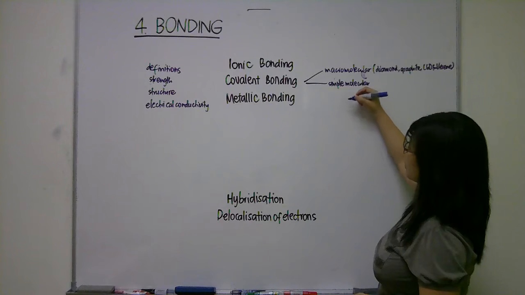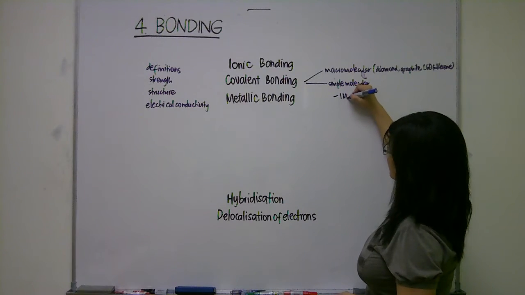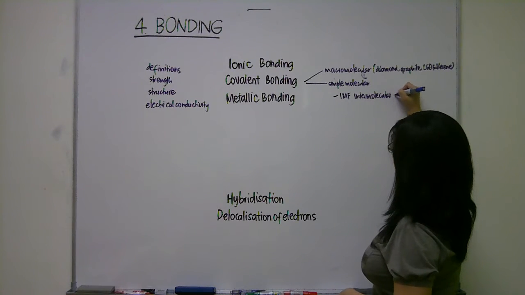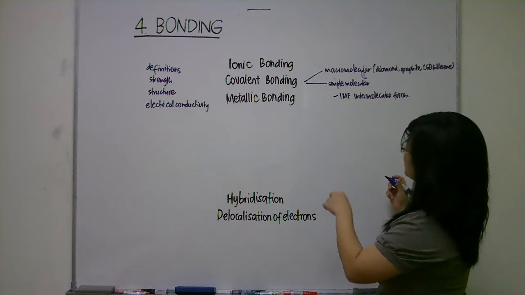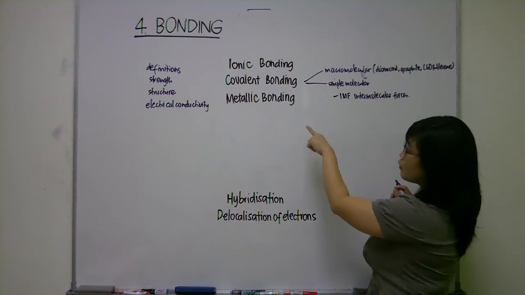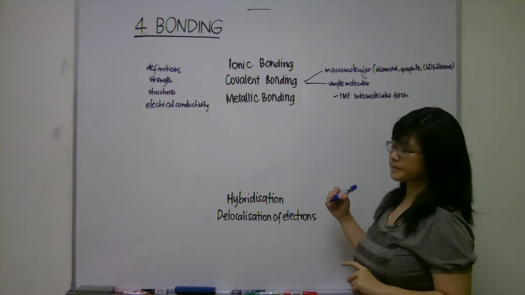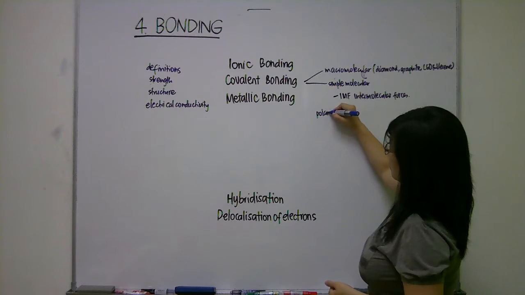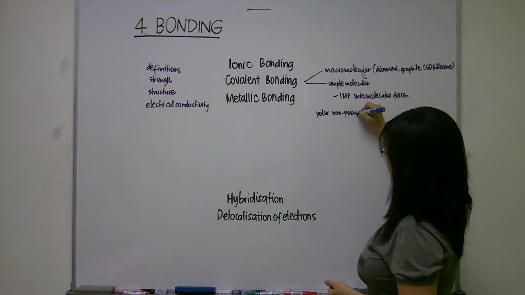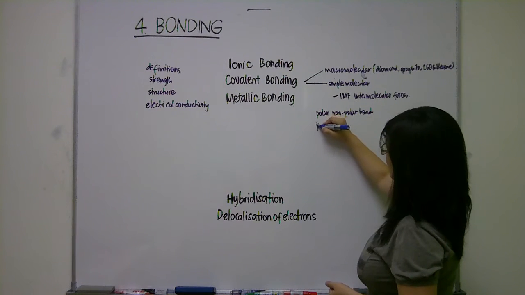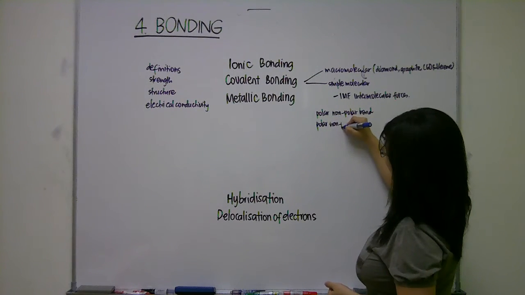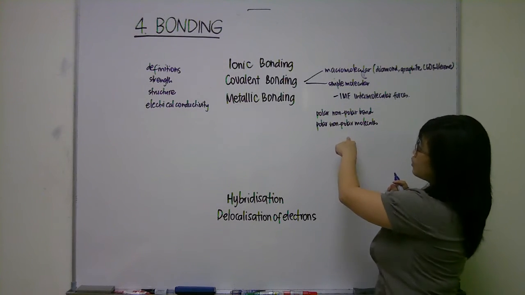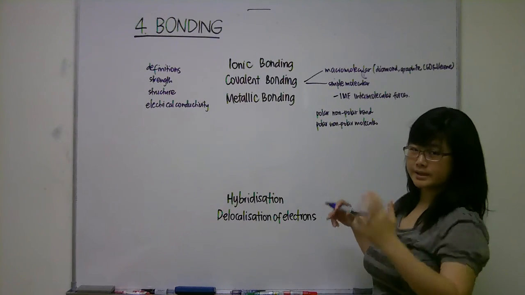Then in simple molecular, you're going to be explaining about IMF, or intermolecular forces. But before you can explain this, in covalent bonding you need to teach about polar and non-polar bonds, and polar and non-polar molecules, because whether it's polar or non-polar will affect the intermolecular forces inside the molecules.